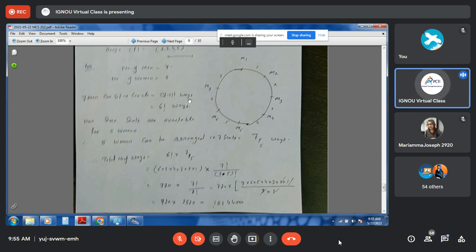But a new problem is created here. The women are 5, but how many vacant places are there? 1, 2, 3, 4, 5, 6 and 7.